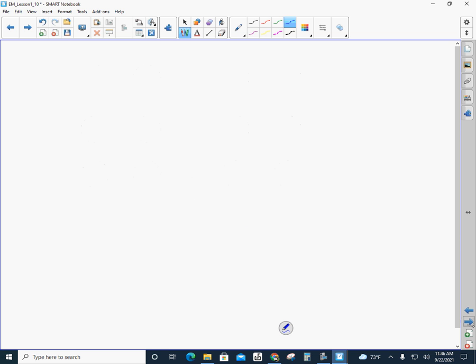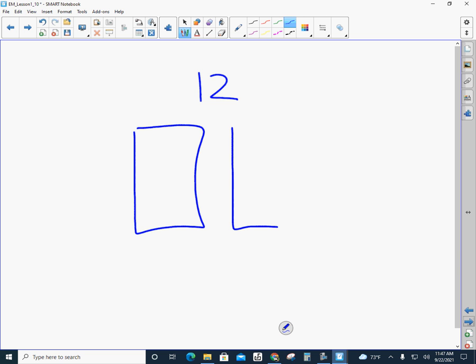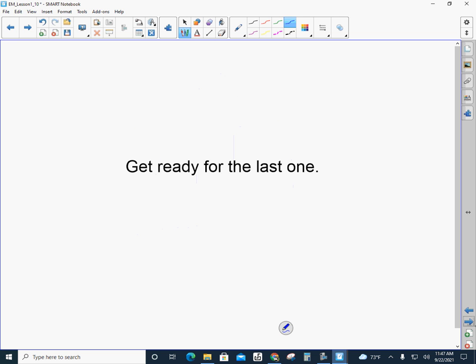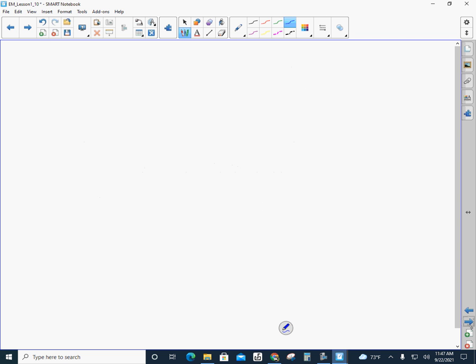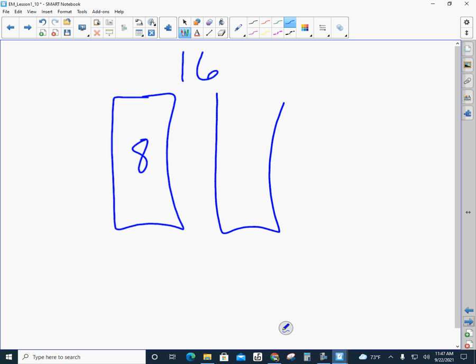And in that picture, what did you see? You probably saw 12. Or that's what you should have seen, hopefully. And probably your brain saw 6 dots over here and 6 dots over here. And 6 plus 6 is 12. Let's get ready for the last one. What did your brain see on that one? And in that one, you probably saw 16. And again, there were 8 dots on one side, 8 dots on the other side, and 8 plus 8 is 16.